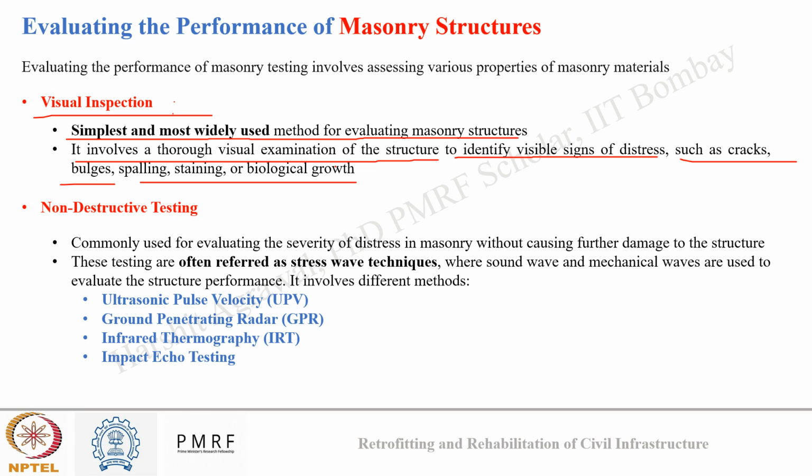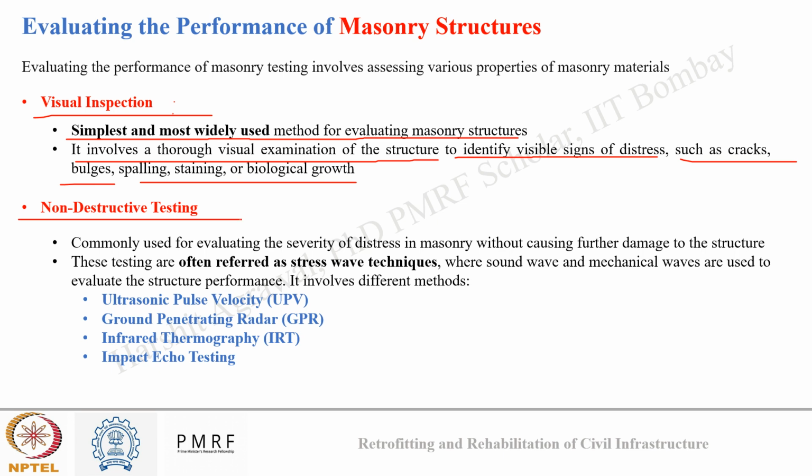Suppose you see a diagonal crack or step cracking in the masonry, then you can guess that there can be some issue with the foundation. So for evaluating the performance of masonry, you will go towards evaluating the properties of the foundation, which can help you make a quick judgment of what repair technique to go forward with. In this way, visual inspection plays a vital role in evaluating the performance of a masonry structure.